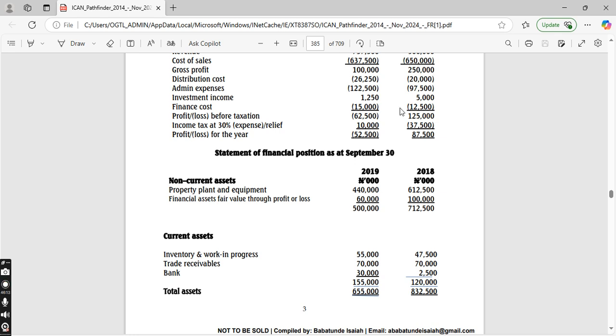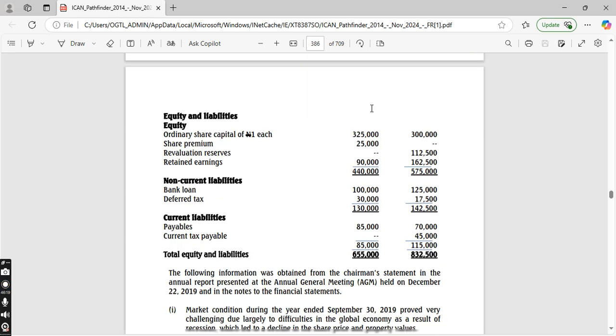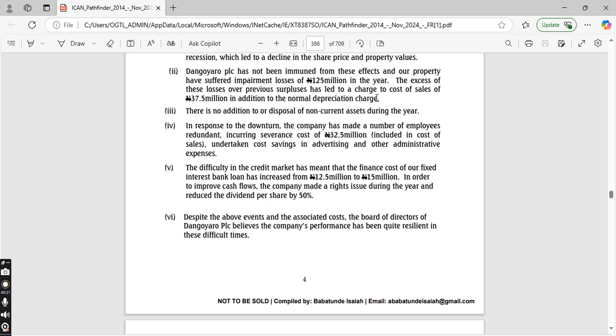We paid 12.5 last year. We paid 15 million this year, right? That statement is only endorsing what we have, right? Now let's read further. In order to improve cash flows, the company made a rights issue during the year and reduced the dividend per share by 50%. They reduced dividend per share by 50%, right? So that is what we have there.